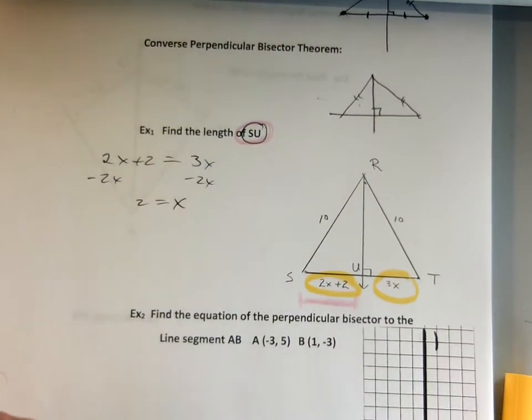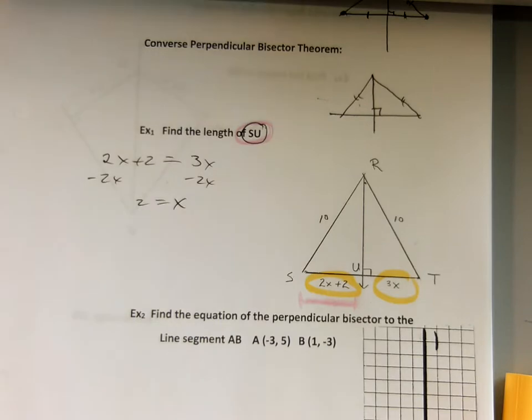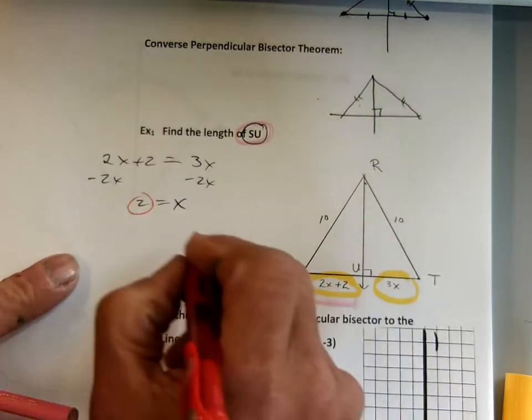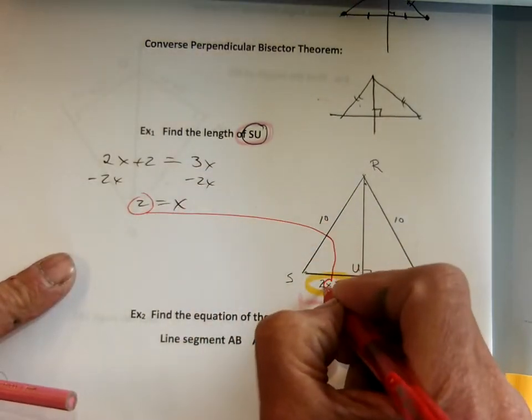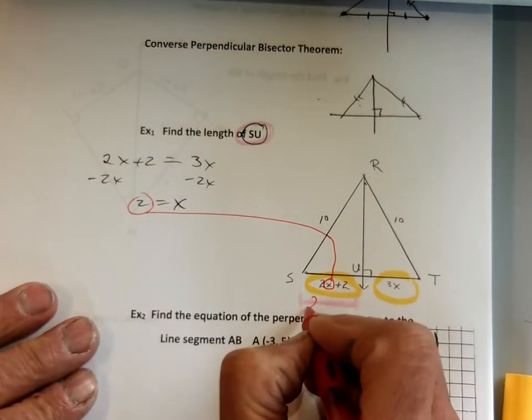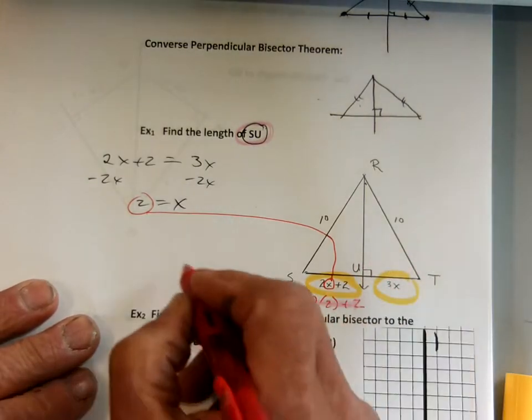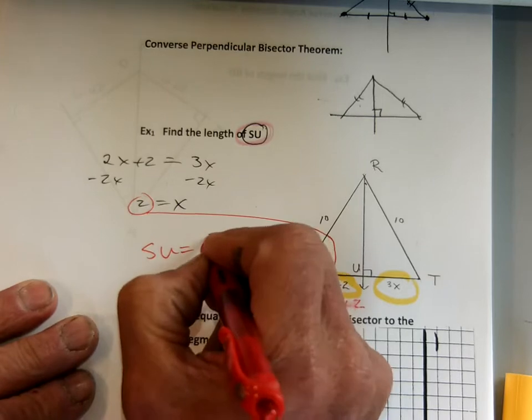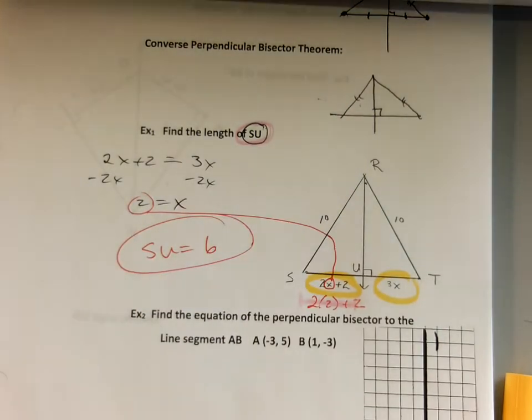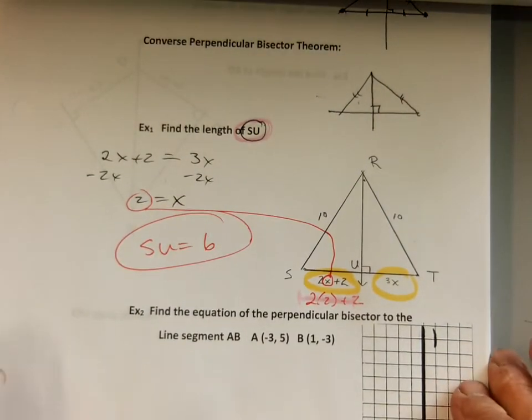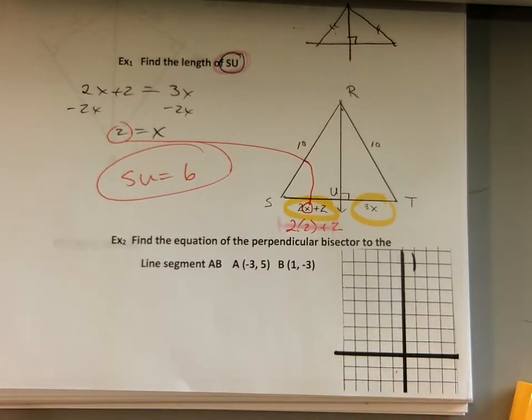So what do I have to do? Let's plug the 2 into the equation. I'm not done. Let's take the 2 and plug it into SU. So plug it in right in there. So let's see, SU is 2 times 2 plus 2, which is 4 plus 2. So SU must be 6. Pretty easy. I think you'll find this chapter is going to be so much easier than what we've been doing. At least I hope so.